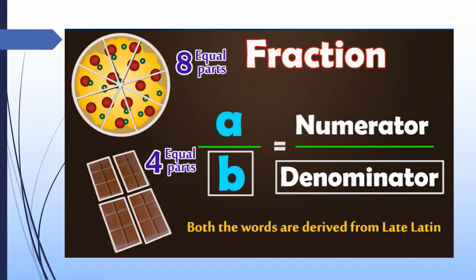A fraction can be represented in the form A by B, where A is the numerator and B is the denominator. The total part is the denominator and the number of parts taken is the numerator.